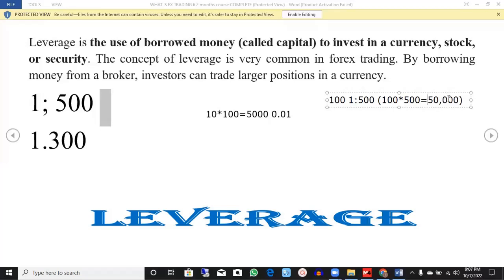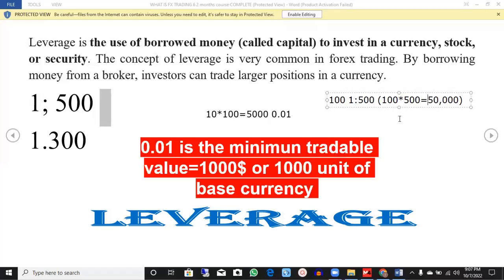They only lent you this money because they realize that the minimum amount you need to trade is $1,000, because 0.01 is equal to 1,000 units of the base currency. So on your own, you would not have traded the forex market because you don't even have up to $1,000. So they gave you this loan, they magnify your money.